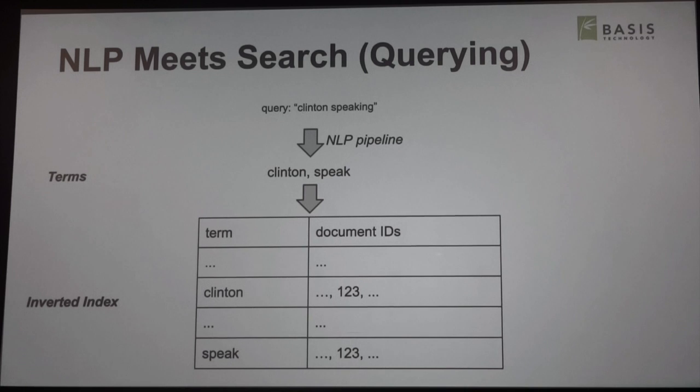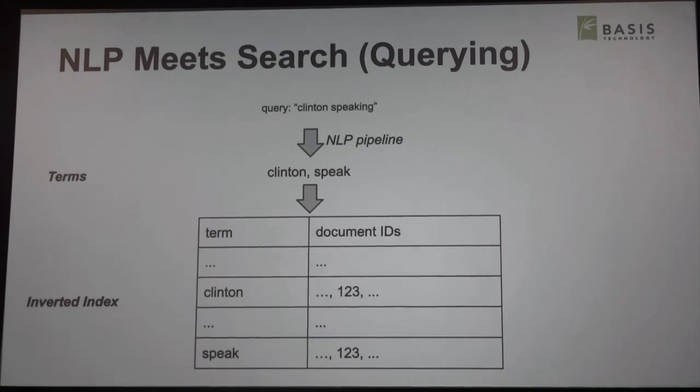So how do you build a fast search engine? The basic data structure is always a mapping from terms or words or tokens to the documents that contain that thing. If we think about how a search engine processes a query, in this case, "Clinton speaking," the first thing that happens, the entrance into the search engine, is an NLP pipeline. NLP is natural language processing. I'm just going to say NLP from now on.